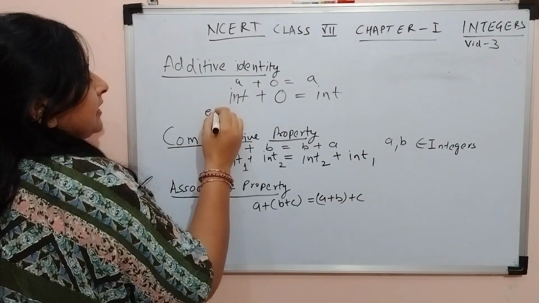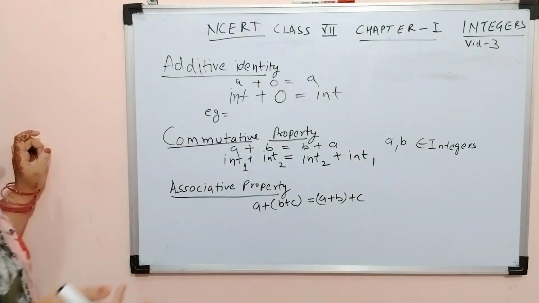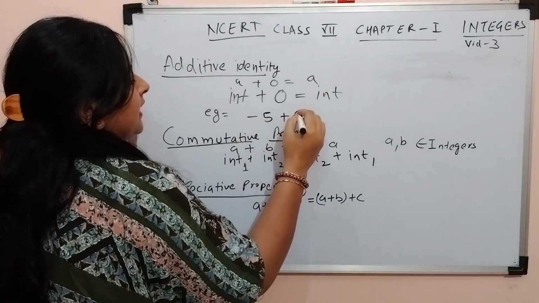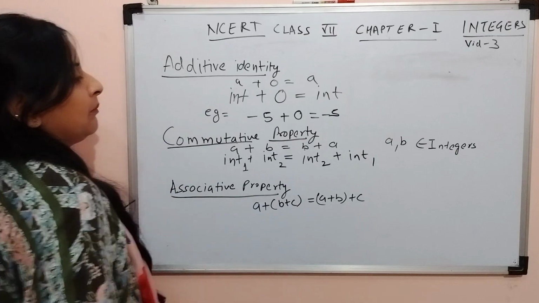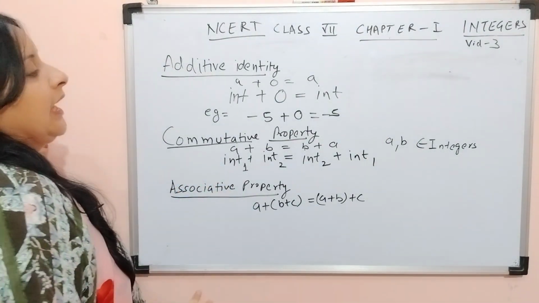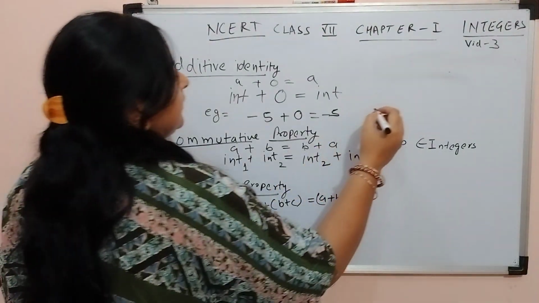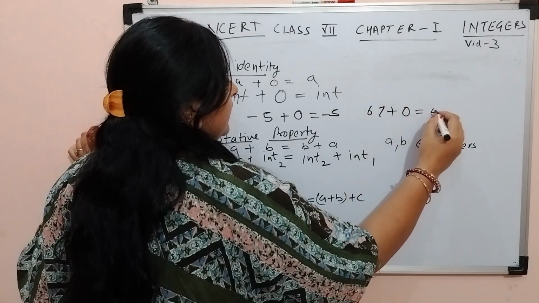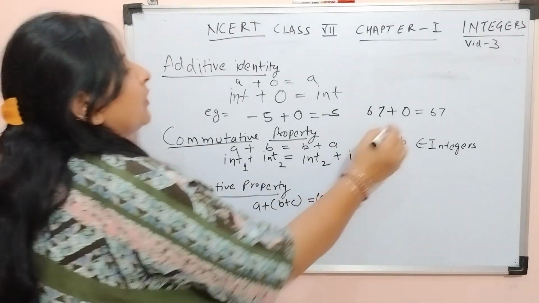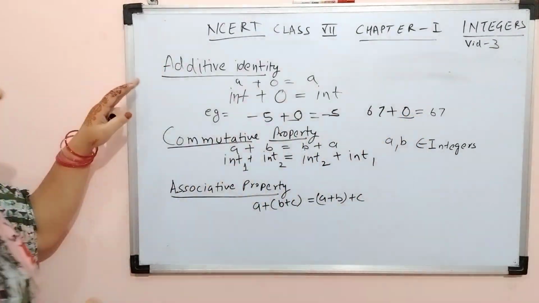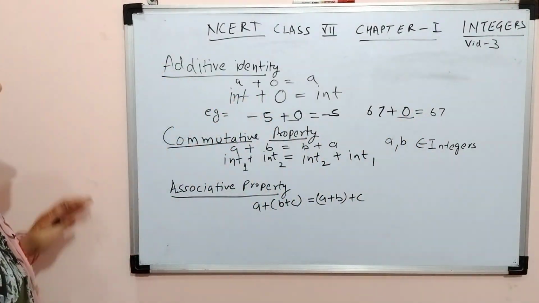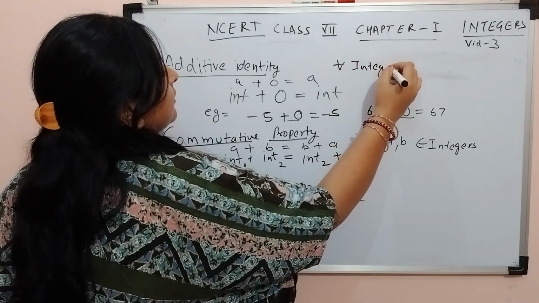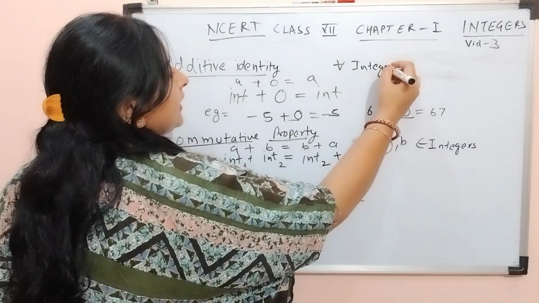We can take an example. Let us take any integer of your choice, say minus 5. When minus 5 is added to 0, we get minus 5 itself. Let us take any other positive integer, say 7 or 67. When we add 0 to it, we get 67 itself. So 0 is an additive identity for all the integers.